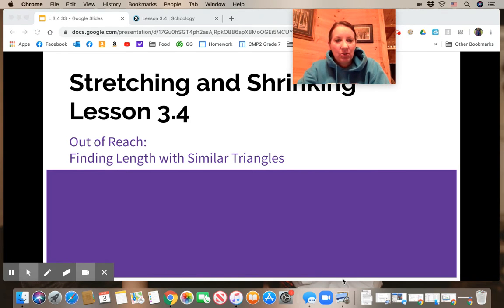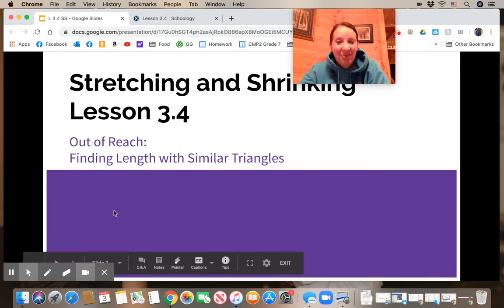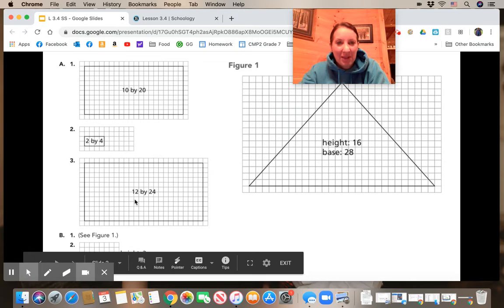We are going to put some of our knowledge of similar triangles and similar figures to use and work through a problem where you can use similar figures to determine the length of missing sides in the real world. Now, I don't know if anybody will be doing any of this kind of measuring anytime soon, but it's possible. We'll start by going over the work from yesterday, the 3.3 lesson.